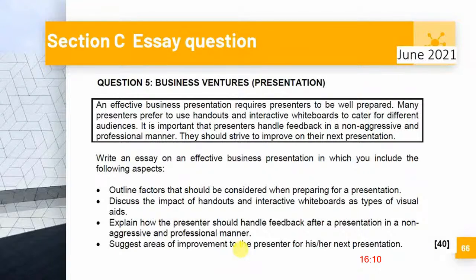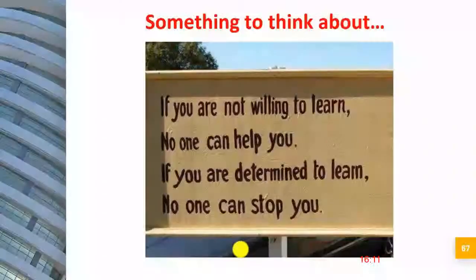And then the last 2 questions were exactly the last 2 of the previous one. Explain how presenters should handle feedback after presentation and suggest areas of improvement to the presenter for the next presentation. So you see, we are just highlighting the words: when preparing for the presentations, after, and areas of improvement for the next presentation.